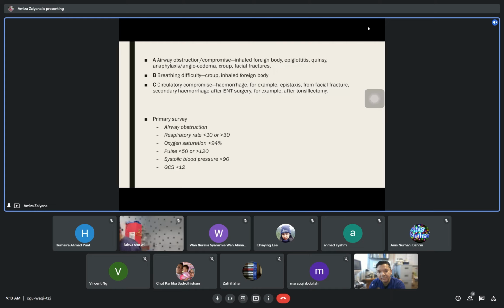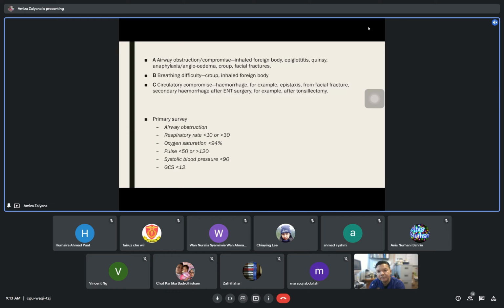Breathing, kita boleh tengok sama ada patient macam nampak susah nak bernafas dan sebagainya. The SOB. Daripada C, circulatory compromise, kita boleh tengok patient punya hemorrhage. Kalau ada any hemorrhage, for example epistaxis from the facial fracture or any secondary hemorrhage after ENT surgery, so we have to ask the patient about that.